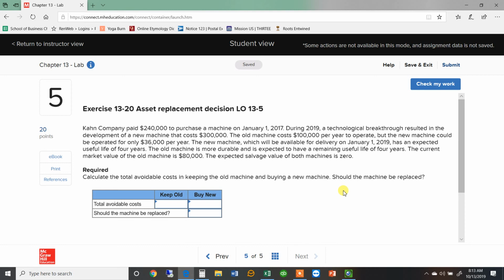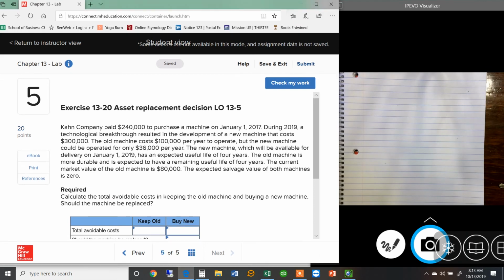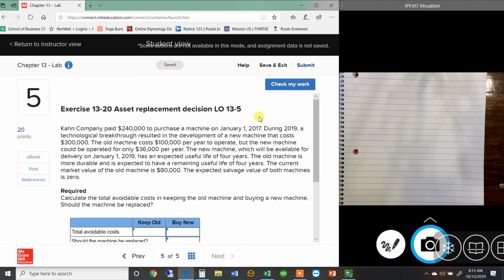So when I look at this information, what I paid for the machine in the past is completely irrelevant. I own the machine, it doesn't matter. So that is not an avoidable cost. I only want to look here at things that are completely avoidable. And the cost of the old machine is not avoidable. So the next item says that I can get a new machine and it is going to cost $300,000.